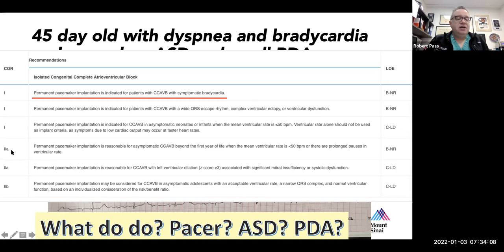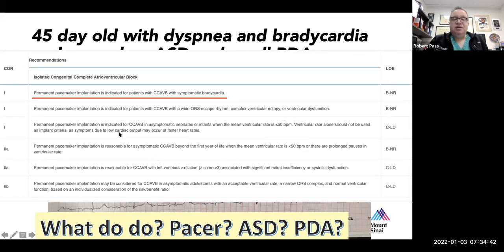Okay, a 2A indication is an indication where basically the AHA is saying most people would do it, and we would recommend doing it, but you are not a bad person or a bad doctor for not doing it, but the majority of people would recommend it. These indications would be: permanent implantation is reasonable for asymptomatic congenital complete heart block beyond the first year of life with a mean rate less than 50, or if there are prolonged pauses in the ventricular rate.